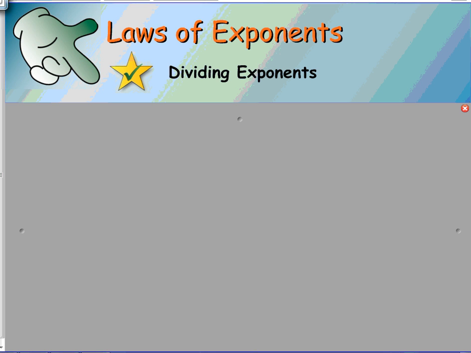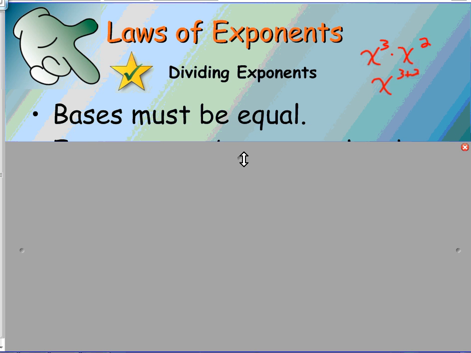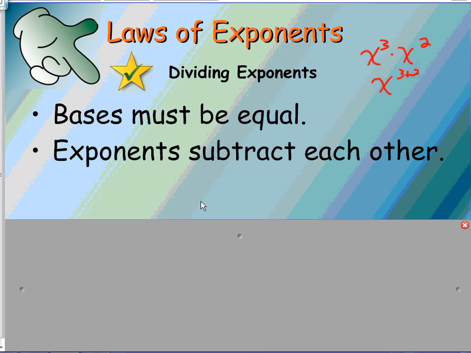Well, just like with multiplication, when you have, for example, x to the third power times x to the second power, you're going to have x to the 3 plus 2 power, which we know is x to the 5th. With division, it's the exact opposite. So same rule applies, the bases have to be the same. But in this case, we are going to subtract the exponents.